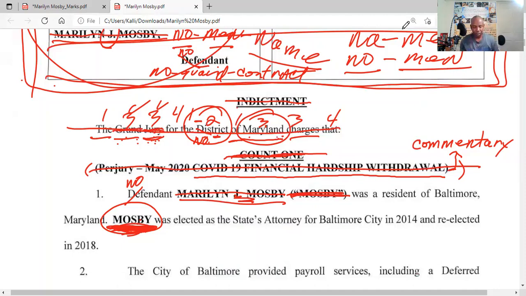So I just want to let you know that Marilyn Mosby's name, or in quantum we say autograph, is not in this document. It may look like that's her name, but it's not her name. And I'm going to show you that at the end of the video. Okay, so here, this is also very important, right?